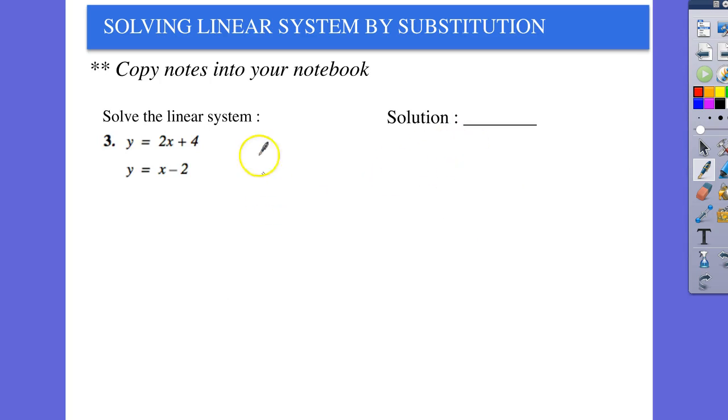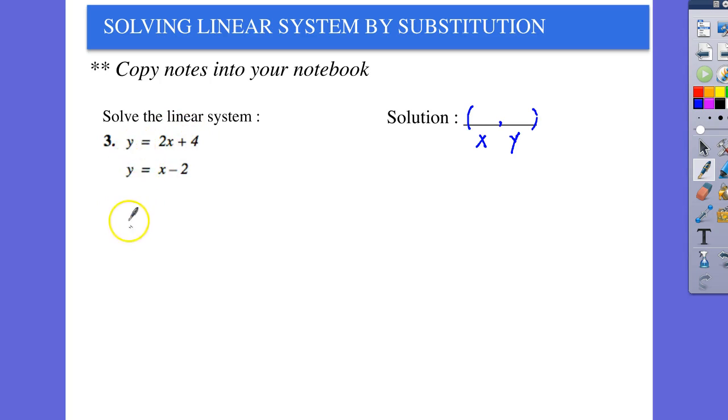Oh, again, you have a linear system, so you know that the solution to this, if there is one solution, it will be an ordered pair, x and y. Now, the other examples, they gave you values of either x or y. In this problem, they didn't. It's a little bit different, right? So let's see, how are we going to do this?